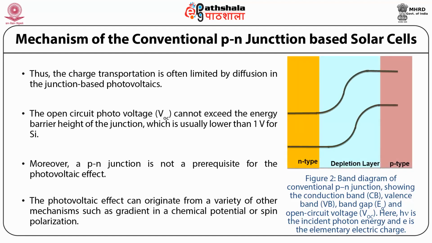So in the following figure, figure 2, the band diagram of a conventional p-n junction is given, showing the conduction band, the valence band, the band gap and the open circuit voltage VOC. Here h nu is the incident photon energy and e is the elementary electric charge.